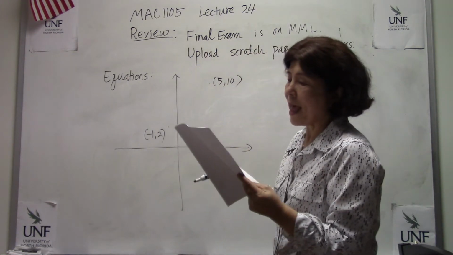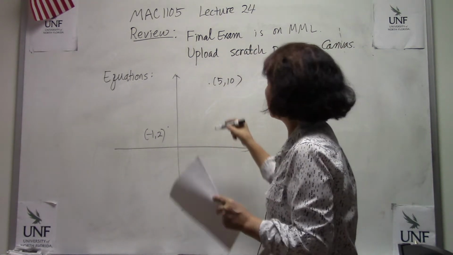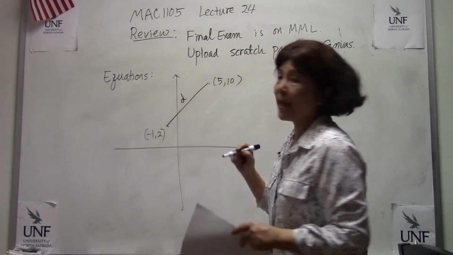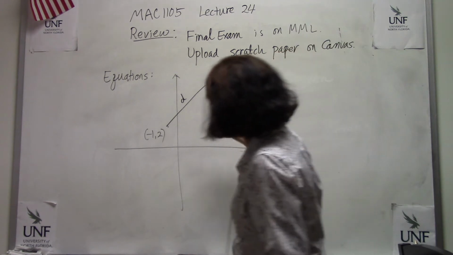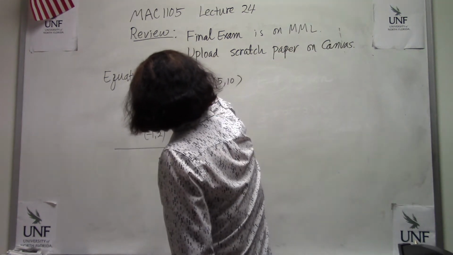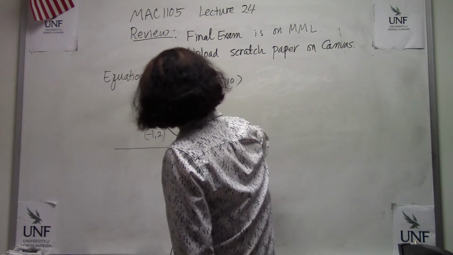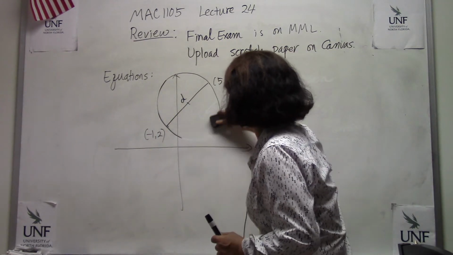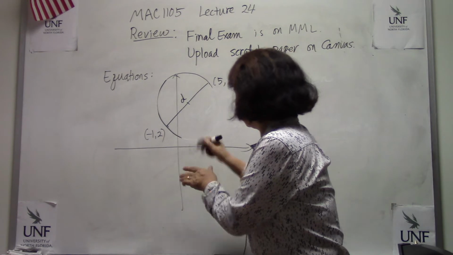These are the endpoints of the diameter of a circle. So when you connect this, this is a diameter. Okay? So what does a circle look like? Well, a circle will look like this. I'm sorry, it's not that great.